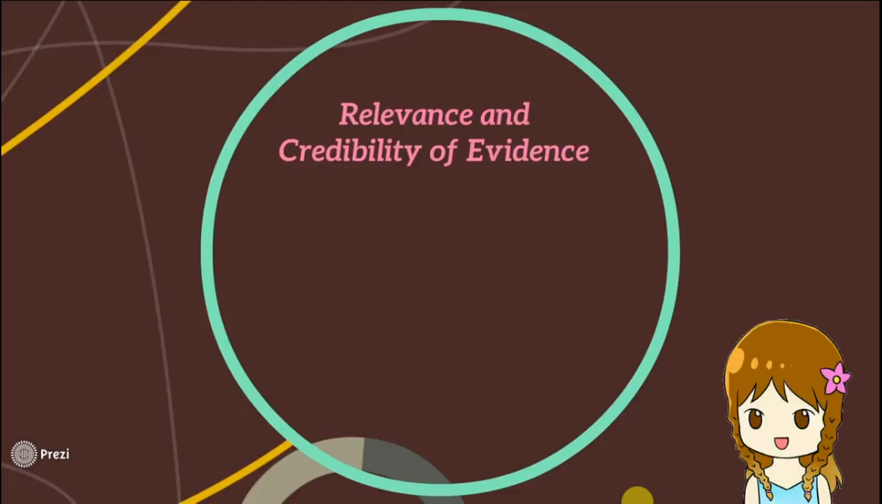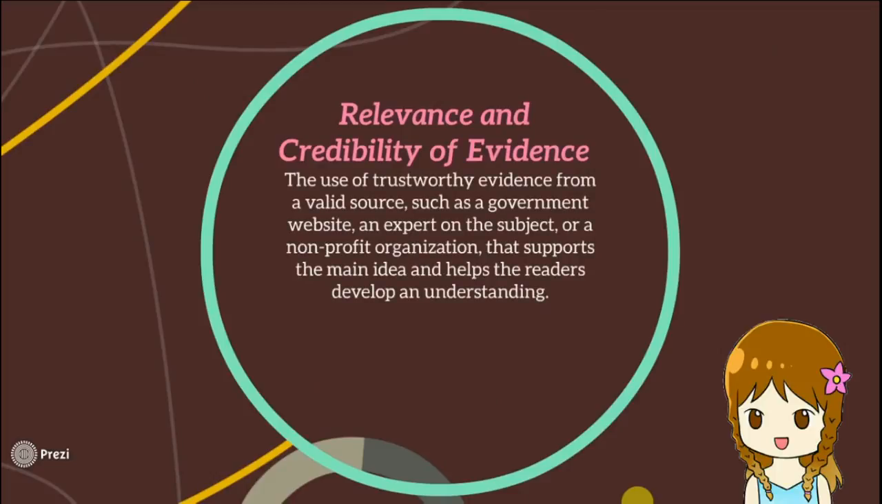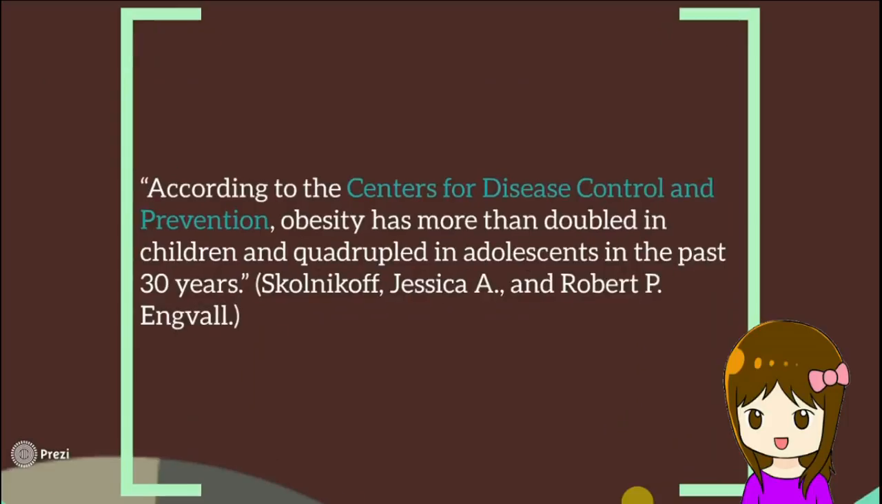Does the evidence help provide context or background knowledge to the issues discussed? Relevance and credibility of evidence is the use of trustworthy evidence from a valid source such as a government website, an expert on the subject, or a nonprofit organization that supports the main idea and helps the reader develop an understanding. According to the Centers for Disease Control and Prevention, obesity has more than doubled in children and quadrupled in adolescents in the past 30 years.